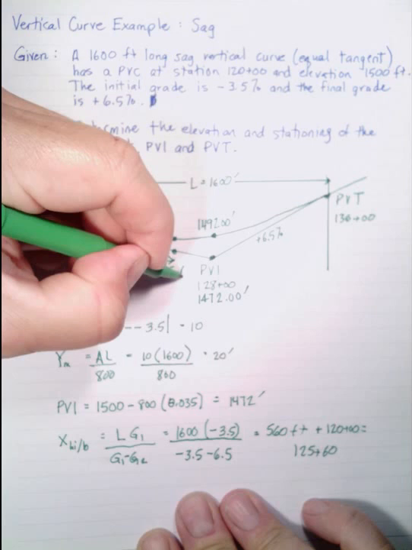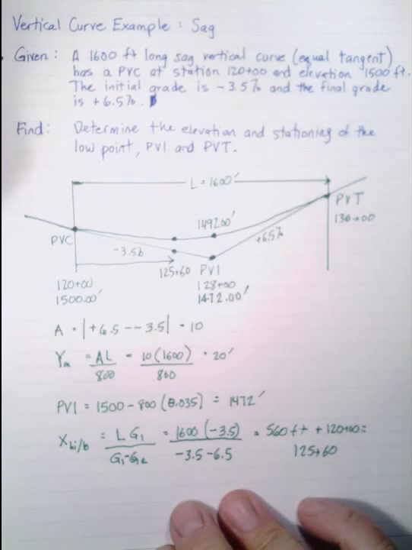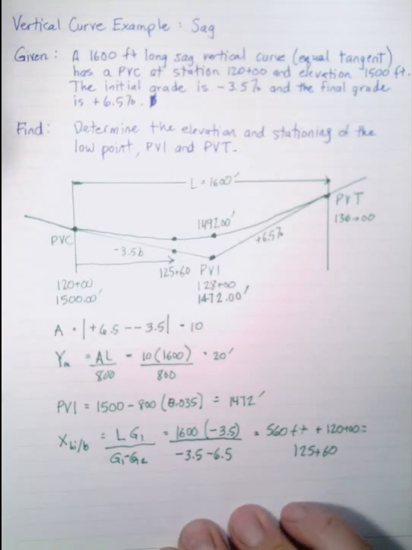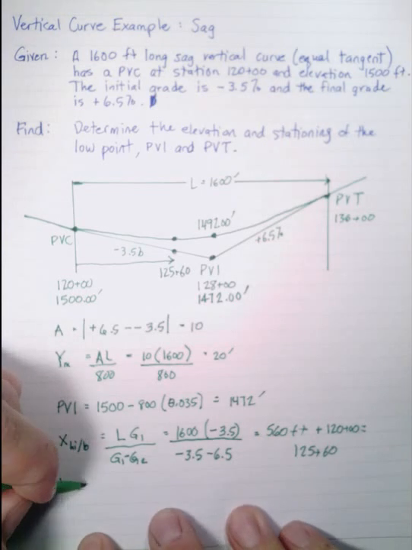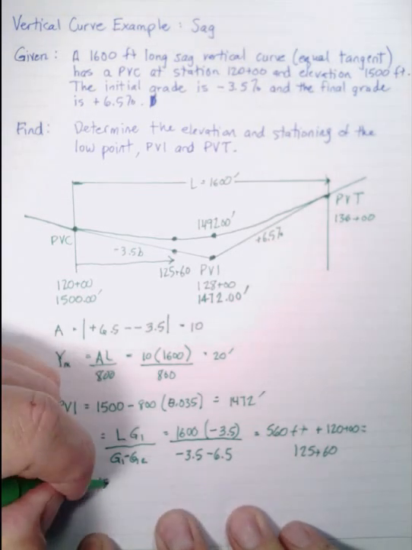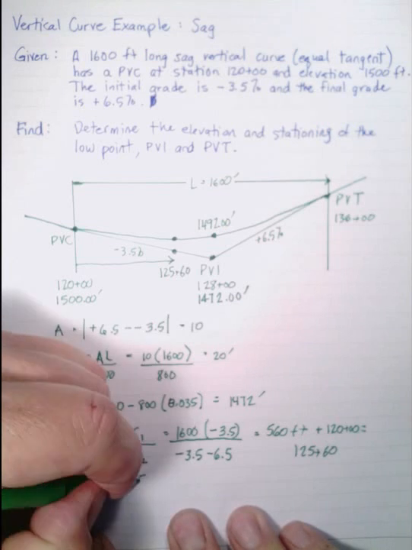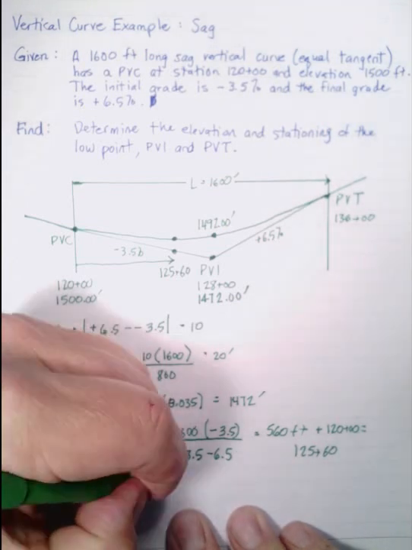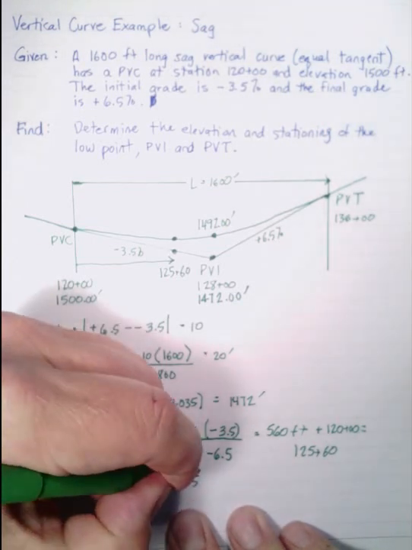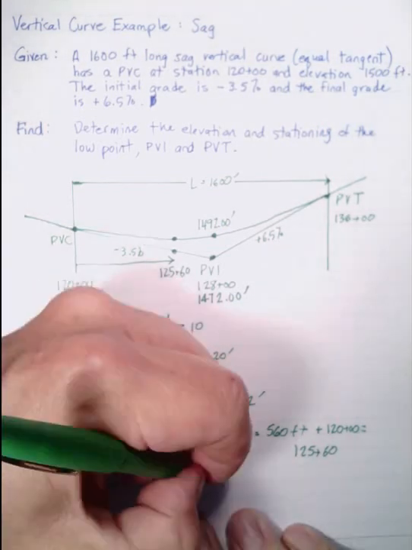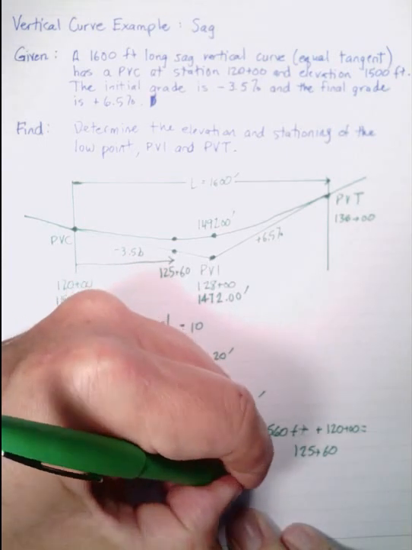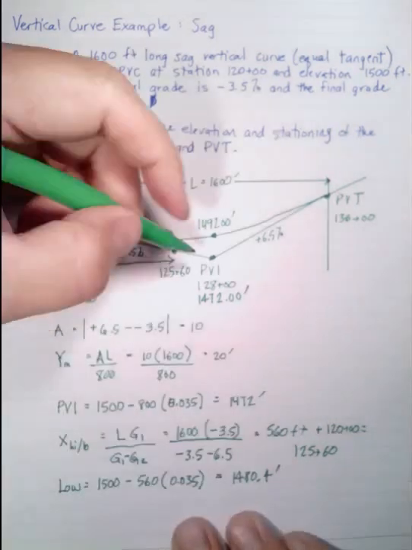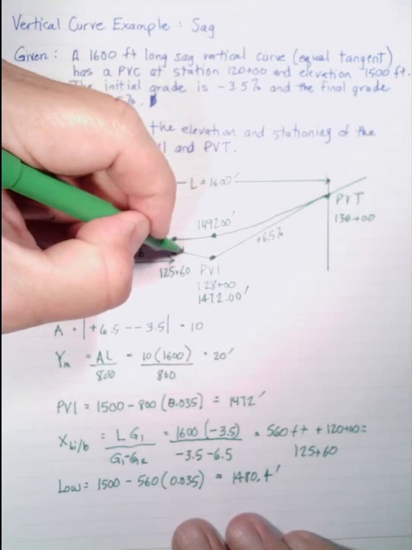So it's approximately here. And so we can determine the elevation on the tangent at the low point. So following a similar procedure, 1,500 minus 560 times 0.035. And so the elevation there is 1,480.4 feet. So that's the elevation at this point. I'll just make a note.